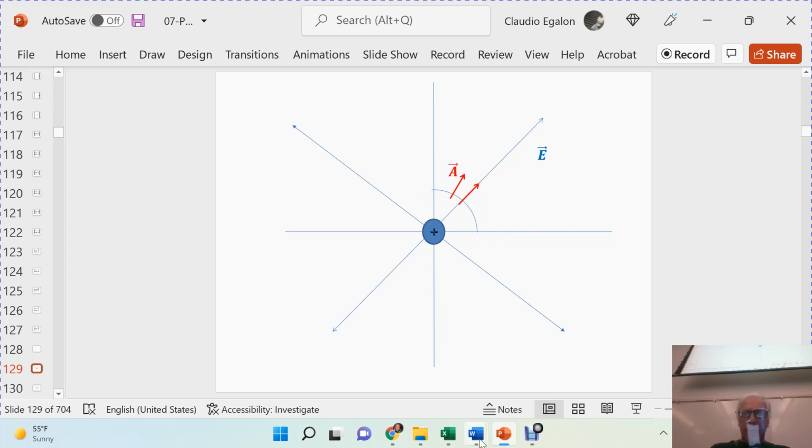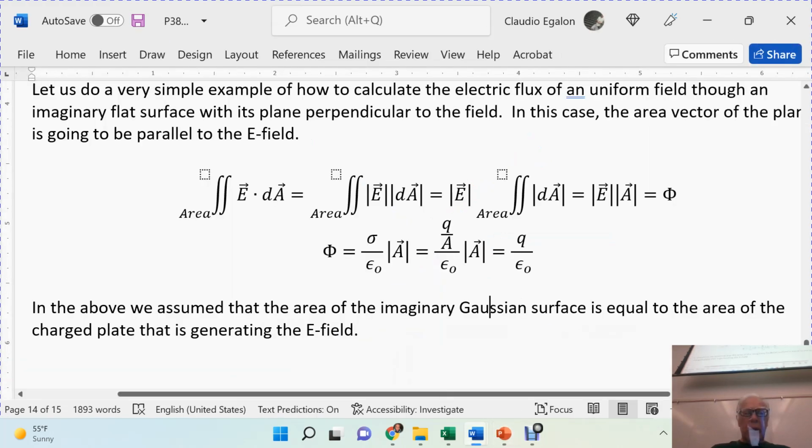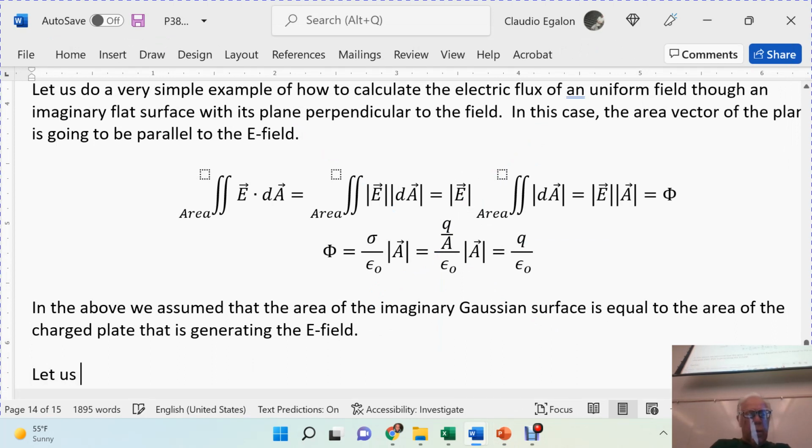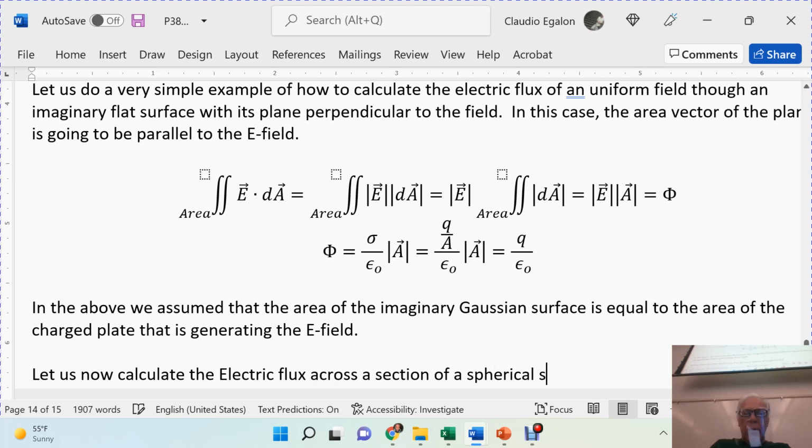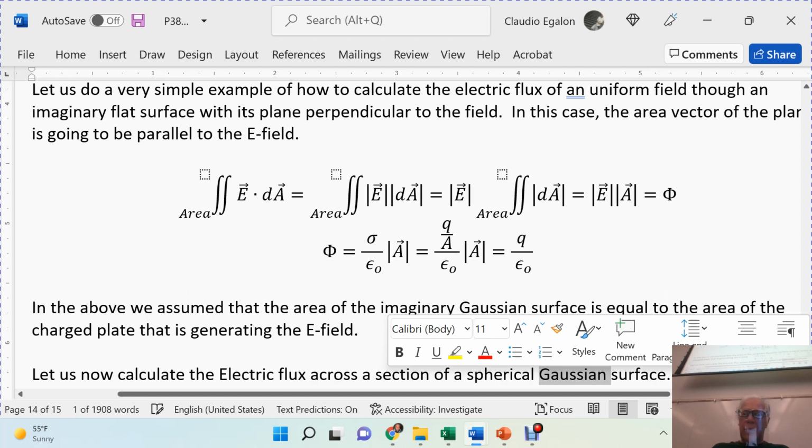Let's do that. Let's now calculate the electric flux across a section of a spherical surface, a Gaussian surface. A section of a spherical surface. Let's put it this way.